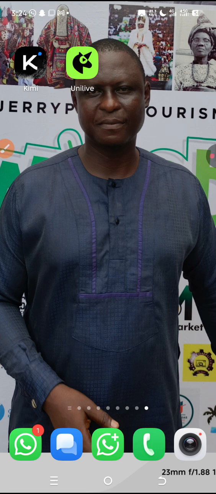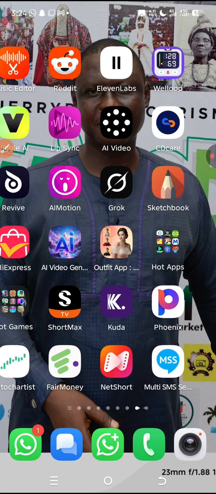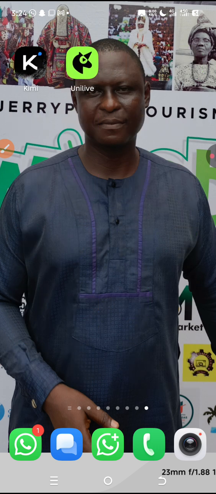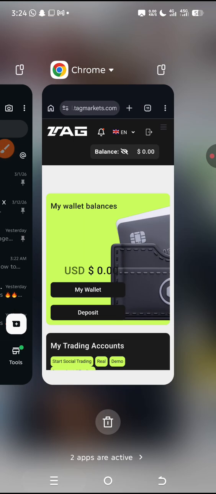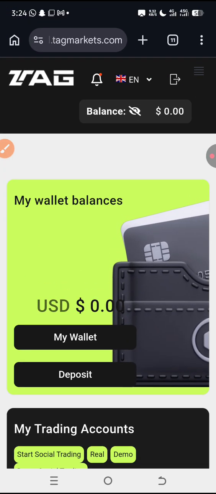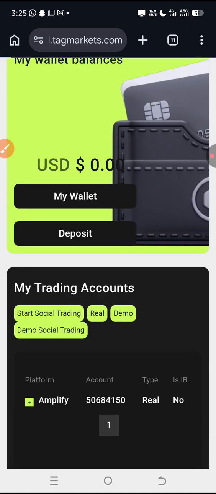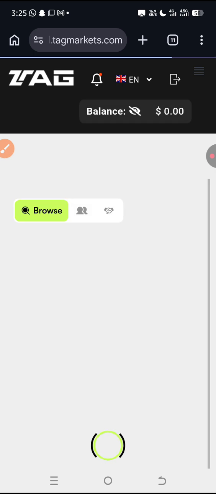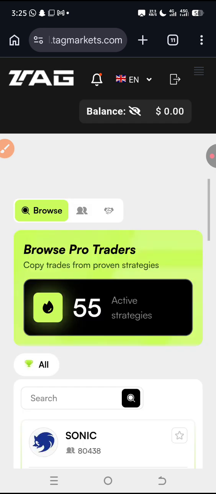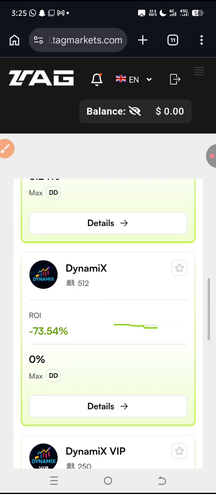In this training, we'll be talking about how to trade with Tag Markets, making use of their copy trading. As an affiliate from XFusion, all I need to do is log into my normal Tag Markets account. Okay, and the next thing is to go to CopyX. From CopyX, we'll be seeing a lot of traders here.